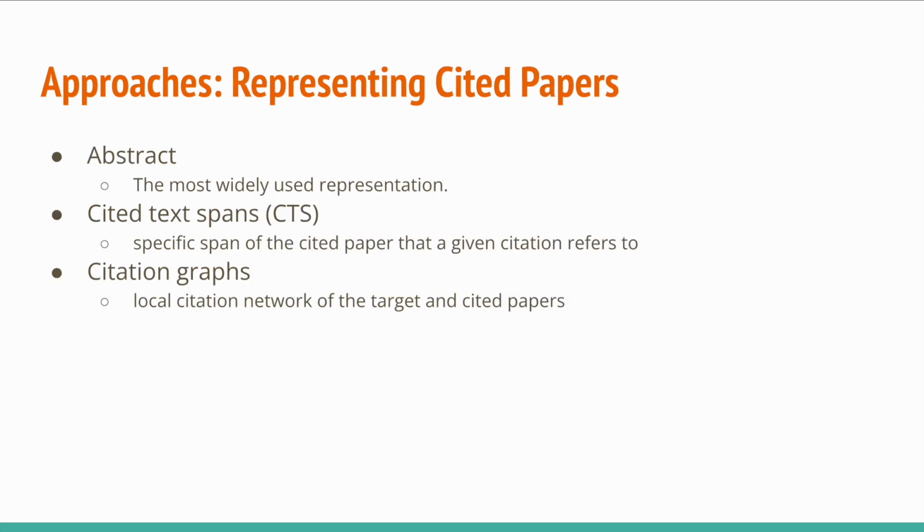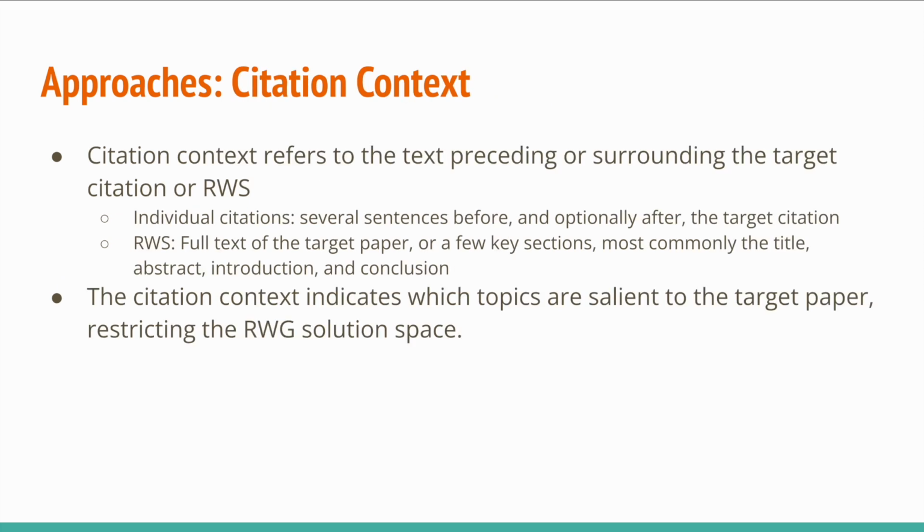Regarding how the cited papers are represented, most of the prior works use the cited paper's abstract as a proxy of the cited paper. Cited text spans, which refer to the specific span of the cited paper that a given citation refers to, are also a good alternative. In addition, citation graphs, which are the local citation network of the target and cited papers, are also a good additional feature. Citation context is also very important.